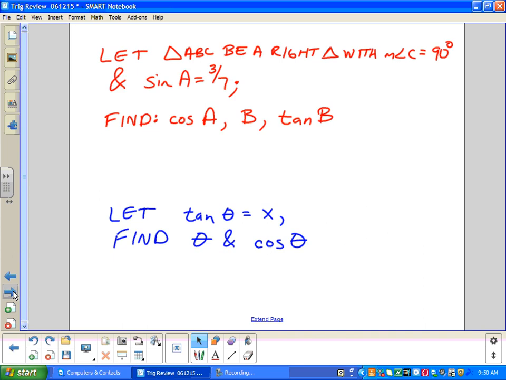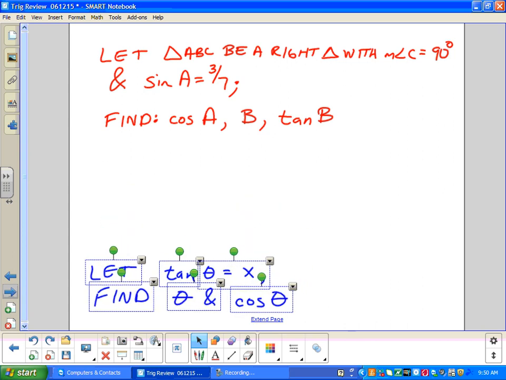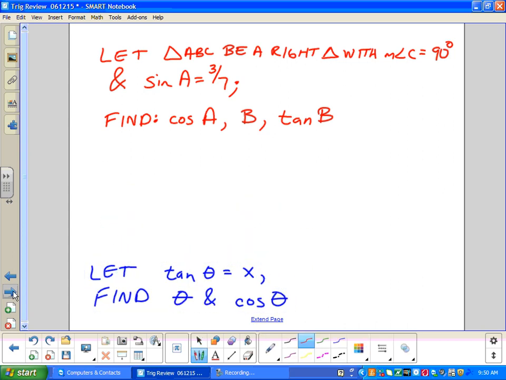So let's do a couple examples. I got a red and blue one. Let triangle ABC be a right triangle with measurement of angle C being 90 degrees and sine of A being 3/7. Find cosine A, B, tangent B. All right, so we'll move the other problem down now. If you want to pause and try this, you should be able to do this problem. This is a good review problem.